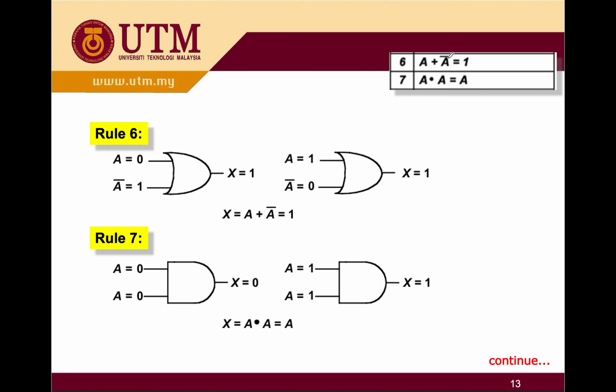Again, you have only 2 possibilities, whether it is 0 or 1. So you put it here, and the adding process is the OR gate. This is the OR gate, and you have 0 first for A, and your A bar will be 1, isn't it? So you will get the output as 1, and for the other possibility, A equal to 1, your A bar will be 0, and still you get 1. So you can conclude that A plus A bar equals 1.